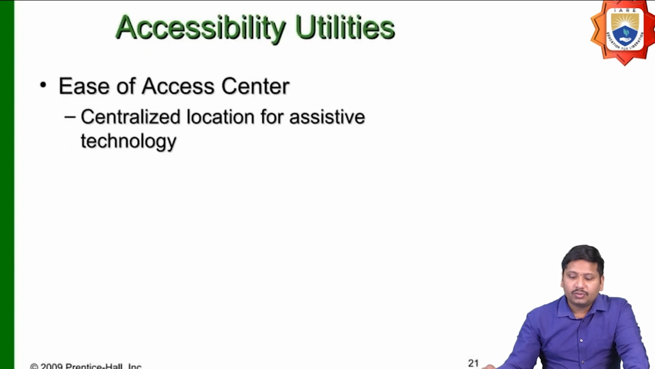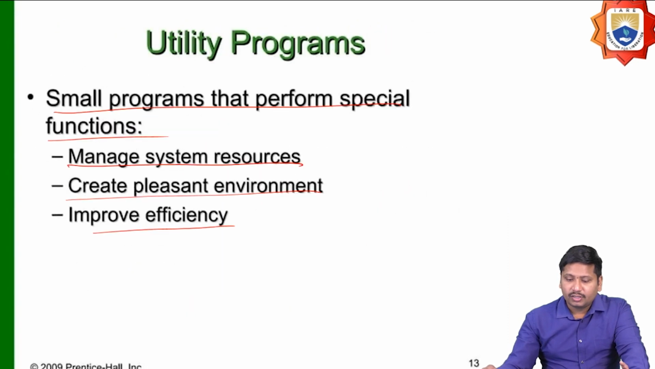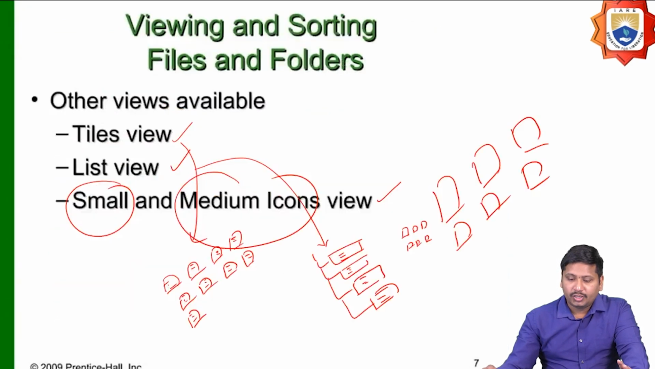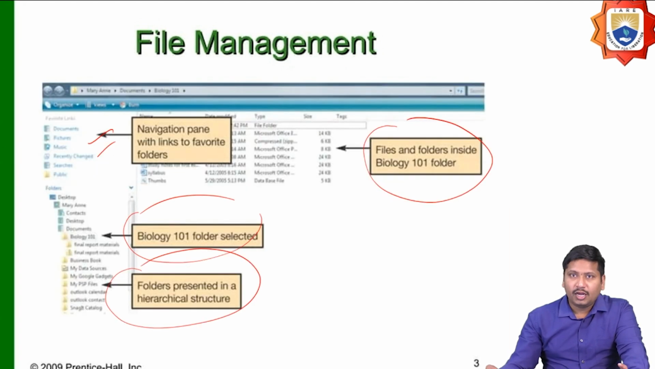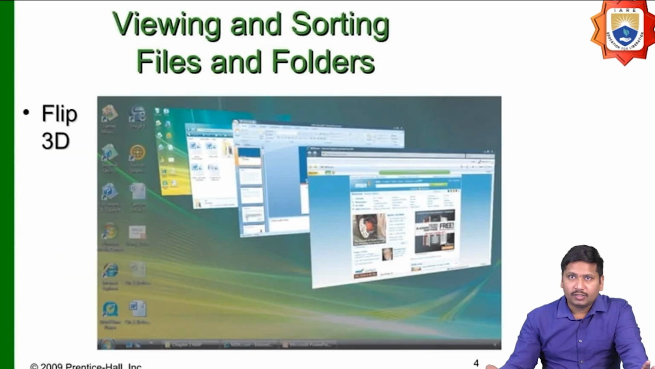And accessibility utilities, such as the Ease of Access Center, where you can centralize the location for assistive technology. So these are some of the file management operations and file extensions that are going to be used. Whatever data we collect should be stored in the form of files, right? So file management is also very important. Normally file management is handled by the operating system, which arranges things in a hierarchical structure that maintains the different types of folders, subfolders, and files, and we can view these files and folders in 3D view.